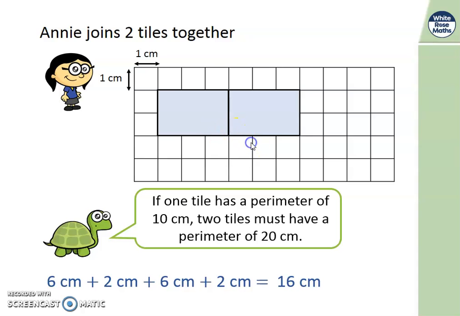If I separate these 2 tiles like this, then this one is 10 and this one is 10, and that would make 20. But when I slide them together, can you see that this side and this side have joined now to make one large shape? So they're not the perimeter anymore. These sides are not on the outside edge of the shape. They are now inside the shape. So we don't count them. That's why Tiny's not correct. 1, 2, 3, 4. Can you see? We don't count these ones anymore.